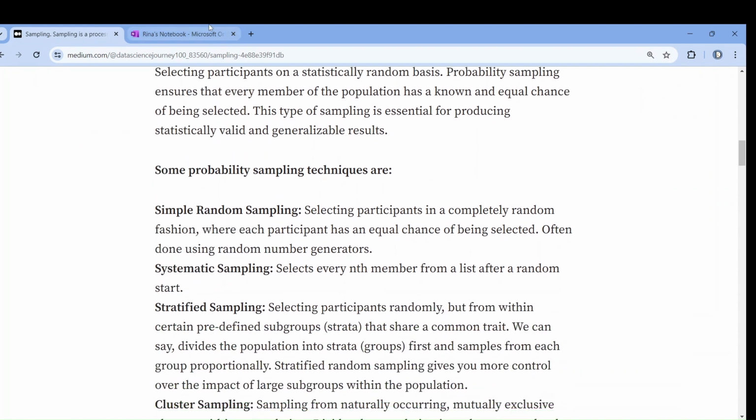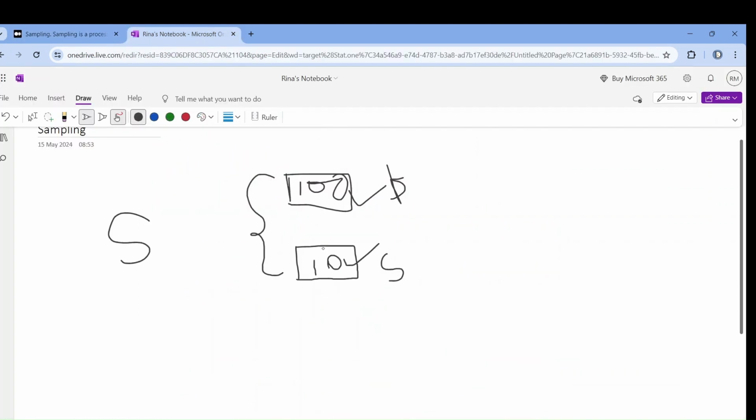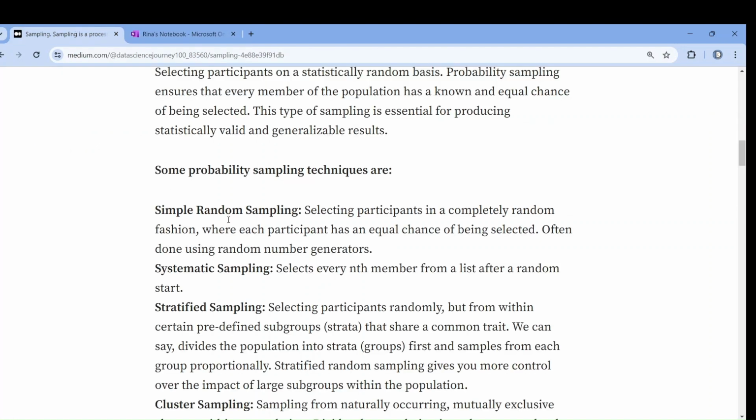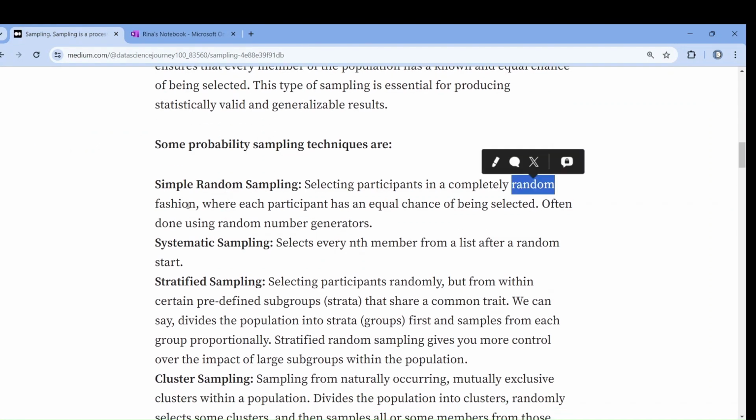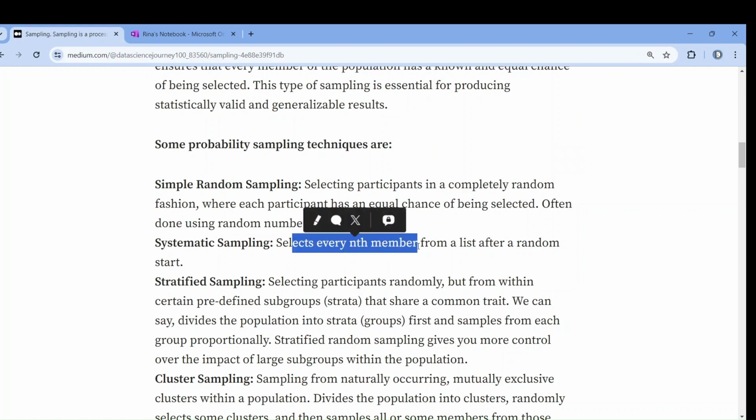Okay. Now first, suppose the teacher thinks that I will choose anyone. One, roll number 5, roll number 9, roll number 15. There is no rules. That is known as simple random sampling. Simply you are just selecting some students. Fine. This one is completely random fashion. Next one is systematic sampling. That means selects every nth member. Now suppose he chooses 1, then 10, then 20, then 30. So here he selects every nth number. This is known as systematic sampling. You are choosing randomly, but in a systematic manner.